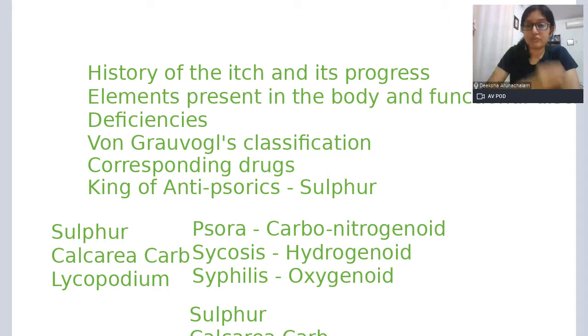Next session we will do psychosis, next Thursday. So again, read up Herbert Roberts. Read up a little bit about von Grauvogel's classification. Couple of psychotic remedies: Thuja obviously being the number one role model for psychosis, Thuja and Nitric acid. But you'll be surprised how many more antipsychotic remedies you have. Natrum sulph is another beautiful antipsychotic remedy. So read a little bit, see if you can match the symptoms of these remedies with those of the syphilitic miasm itself.